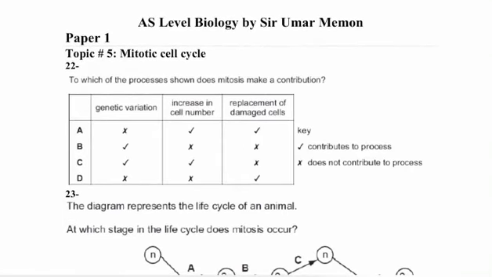Let's move towards question number 22. To which of the processes shown does mitosis make a contribution? When we talk about genetic variation, meiosis makes the contribution in genetic variation, not mitosis. So the answer will be cross. Increase in cell number, yes, mitosis is involved in increasing the cell number. And replacement of damaged cells, yes, if you want to replace the damaged cells, mitosis plays a role.